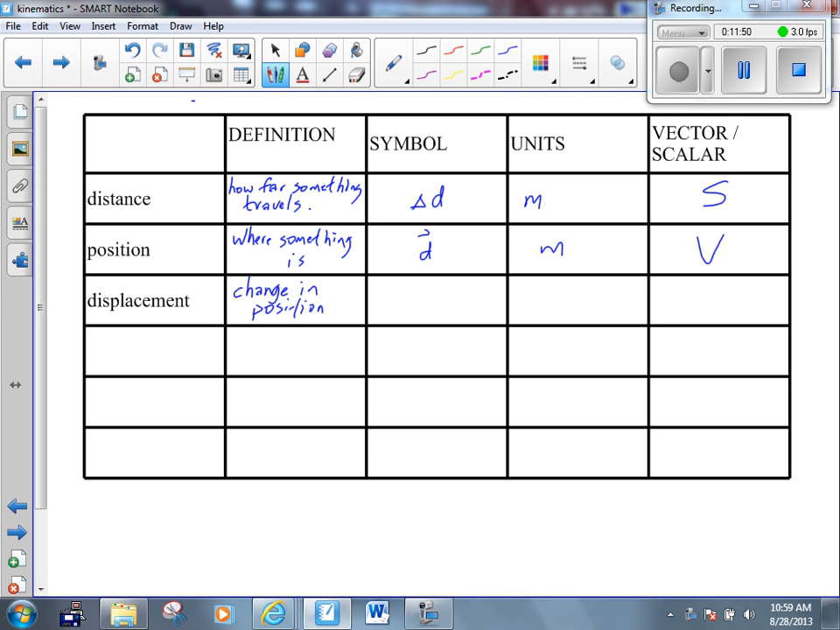Now, who can give me the symbol for displacement? You've got to think about this a little bit, but you can do it. Even if you've never seen it before, you can give me the answer to this. If position is d with an arrow over it, then what's displacement going to be? Our change in position.